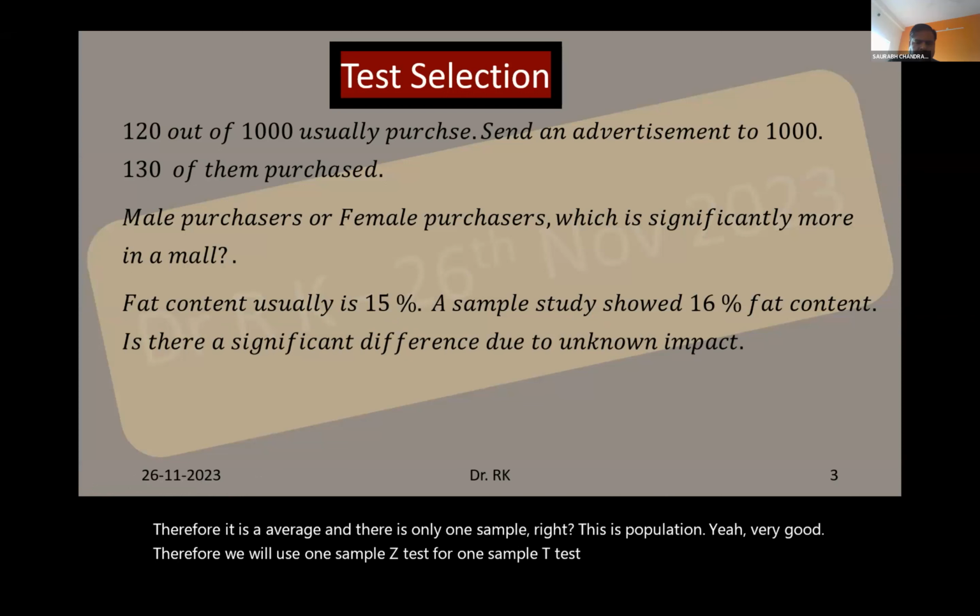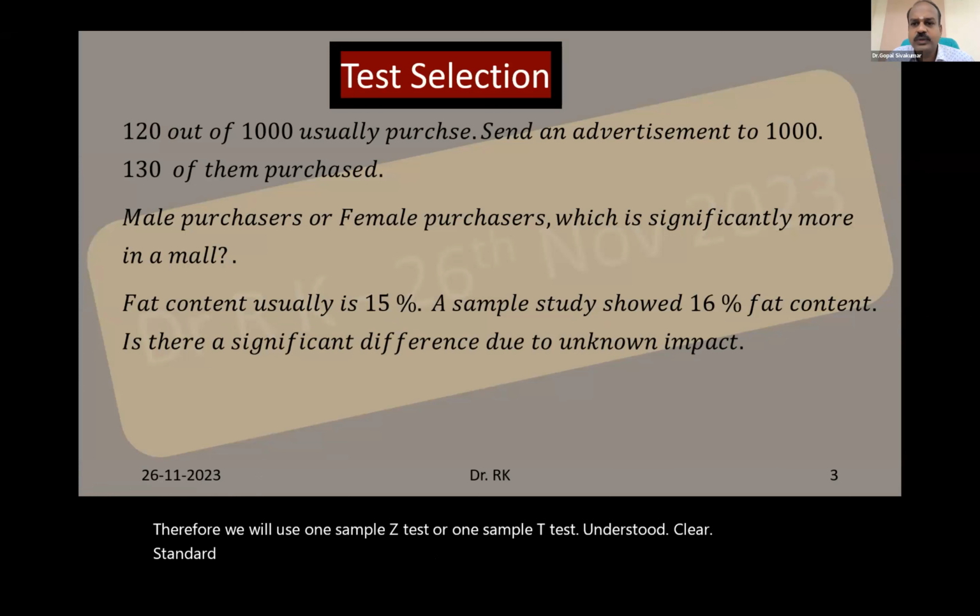Understood? Clear? And what is the difference between one sample Z test and t-test? When population standard deviation is known to you, go for one sample Z test. Whenever it is unknown, you go for one sample t-test.